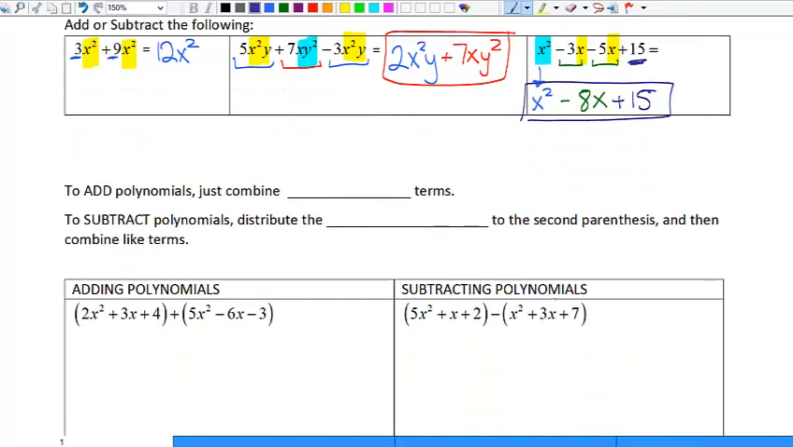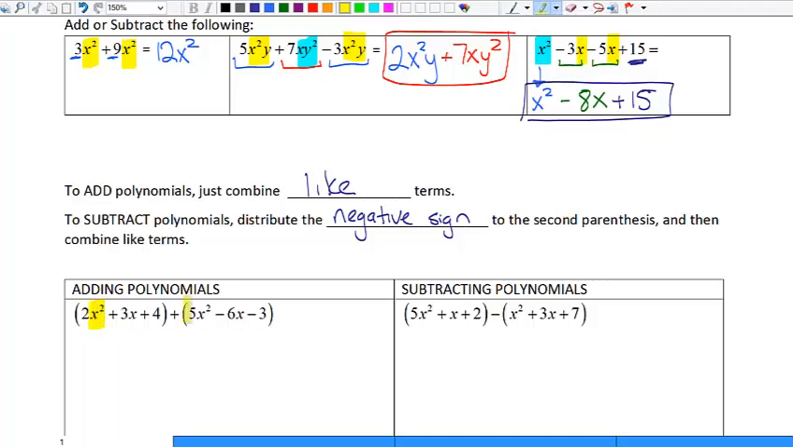Next, to add polynomials, I want you just to combine like terms. But when you subtract polynomials, I want you to distribute the negative sign to the second set of parentheses and combine like terms. So we'll have adding polynomials on the left and subtracting polynomials on the right. So let's take a look at the first polynomial. We have a trinomial plus another trinomial. So all I'm going to do here is find like terms and just add them. Because this is addition, I don't have to be worried about any negative signs.